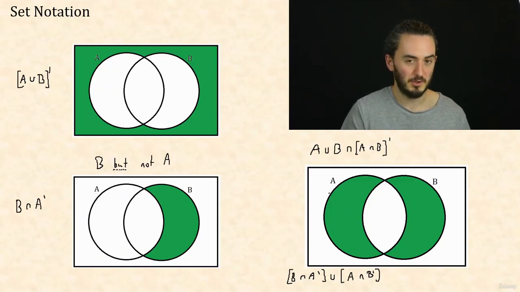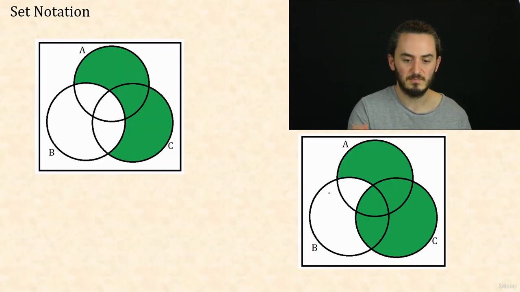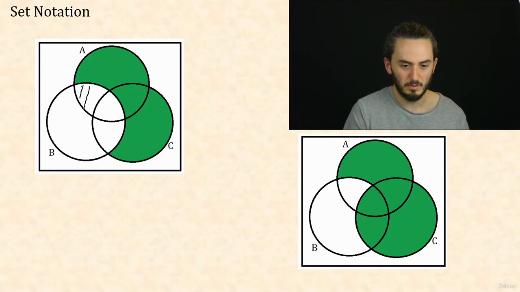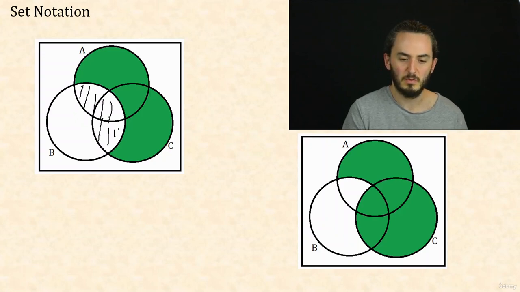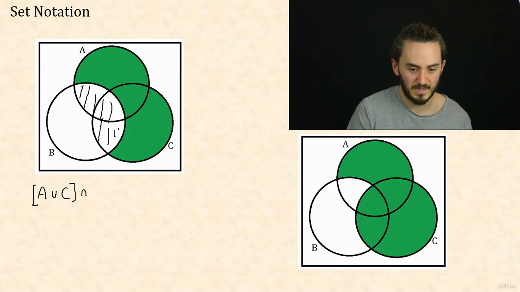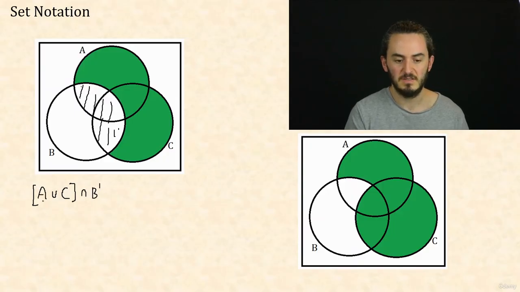All right, let's have a look at some Venn diagrams with 3 regions. So how could we describe this here? I encourage you to pause the video and see if you can do it yourself. So imagine that we had all of this included as well. Well, that would just be A or C, if we included those dashed bits there. But we don't want B, so it's A or C, but not B. So A or C, which would be all of these, but not B.